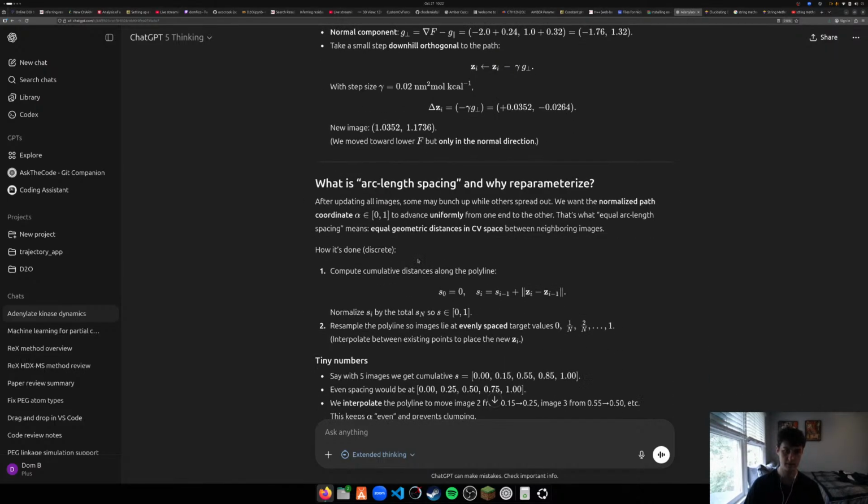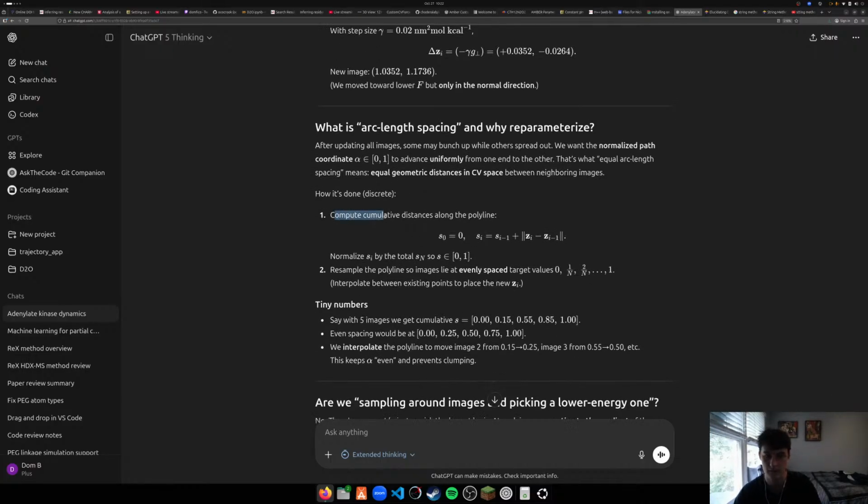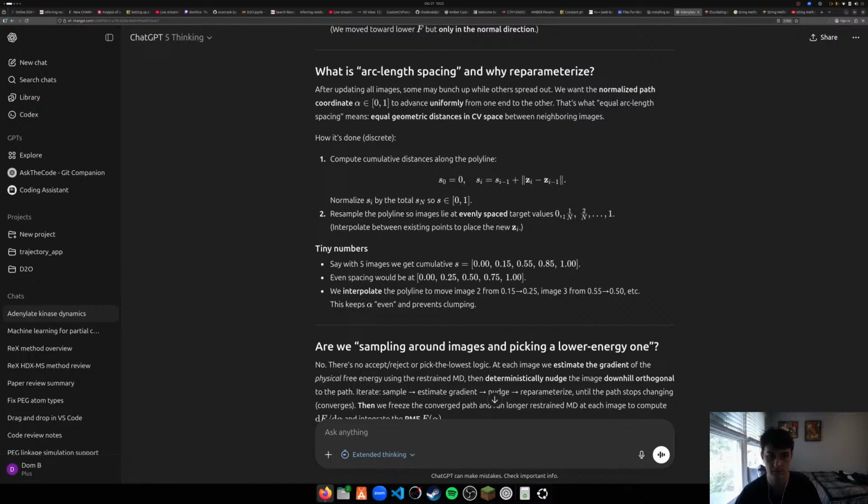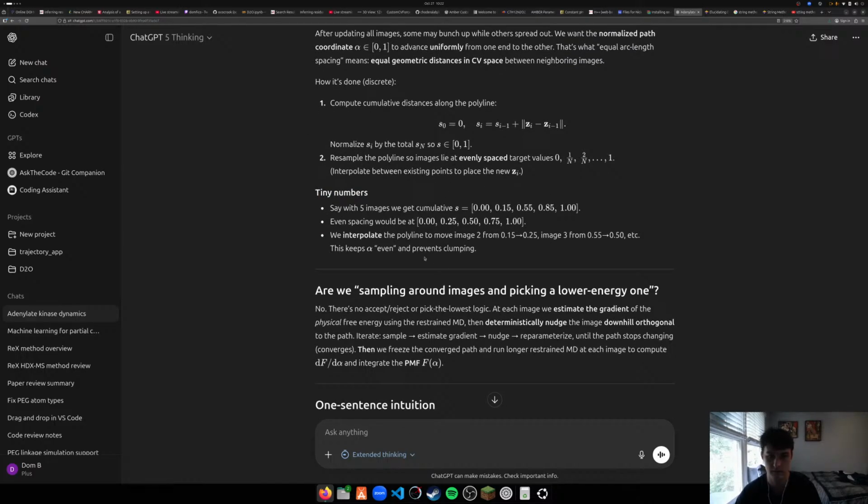What's arc-length spacing and reparameterization? After updating all the images, some may bunch up while others spread out. We want to normalize the path coordinate to advance uniformly from one end to the other. That's what equal arc length means. Geometrically, we compute the cumulative distance along the polyline, then resample the polyline so images lie at evenly spaced points.